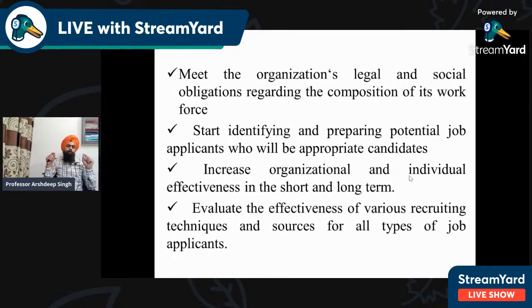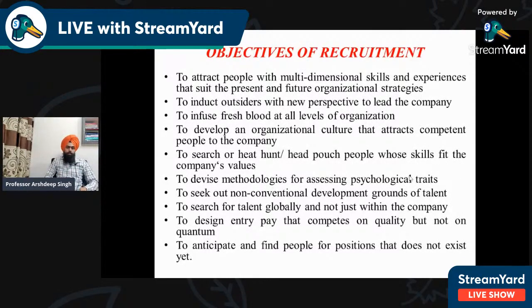So in the recruitment process, we can evaluate the different types of strategies or different qualities of the persons for whom we are conducting the recruitment process. Okay, so these were the processes, purposes and importance of recruitment. Okay, next are the objectives.